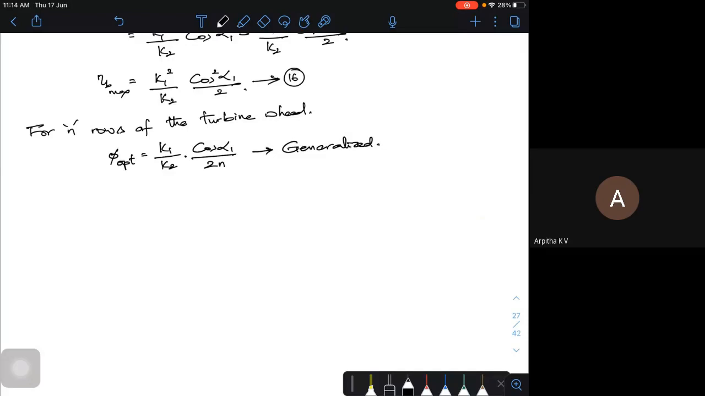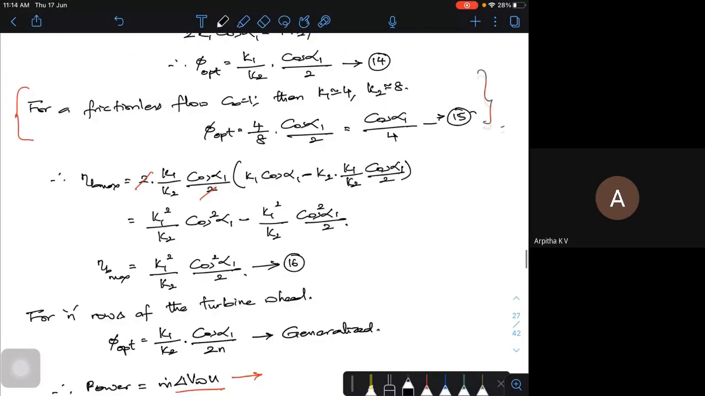If I want to find the power, I can write the power will be equal to mass flow rate into whatever we had, delta VW into U. You need not do this derivation. Substitute for this delta VW; this is your work done, and multiplied by your mass flow rate it will fetch you the power. Anyway, it's a very lengthy derivation, so you have to practice a lot.